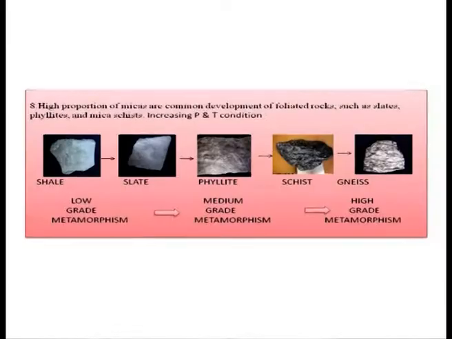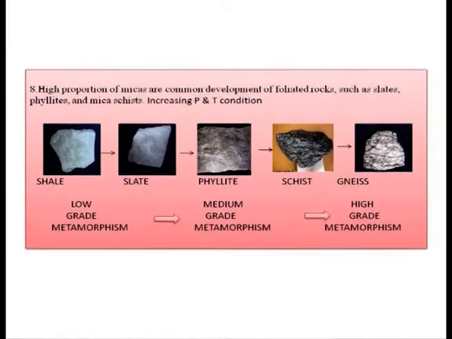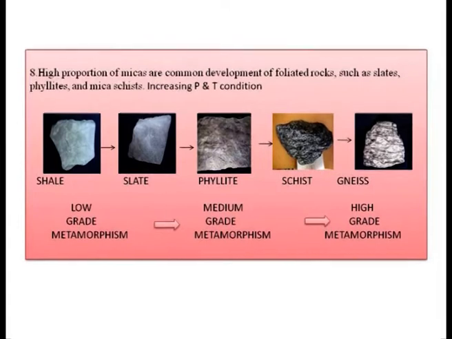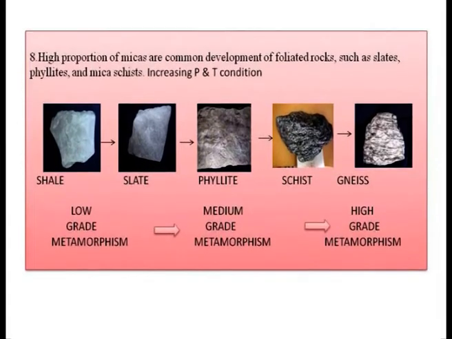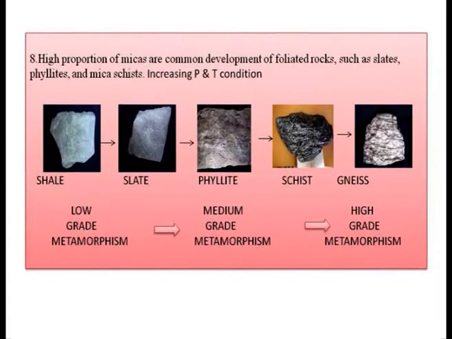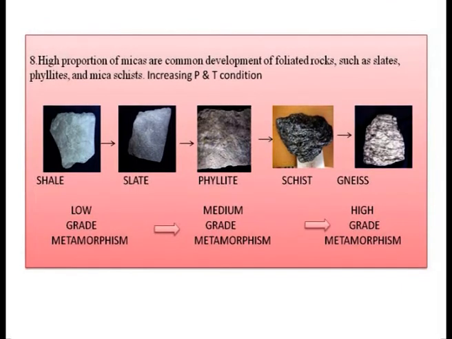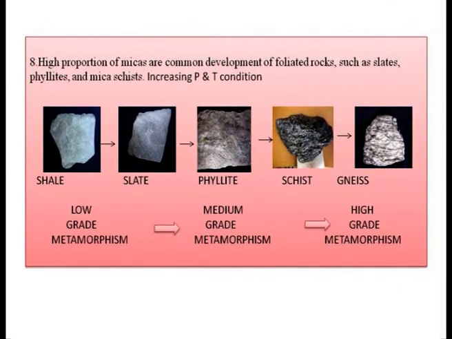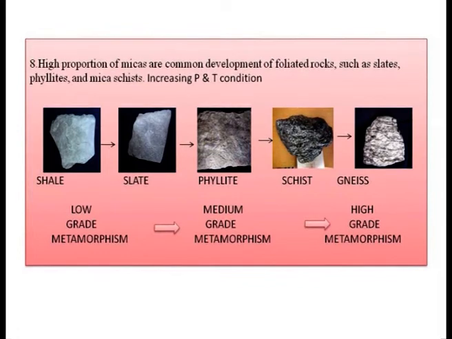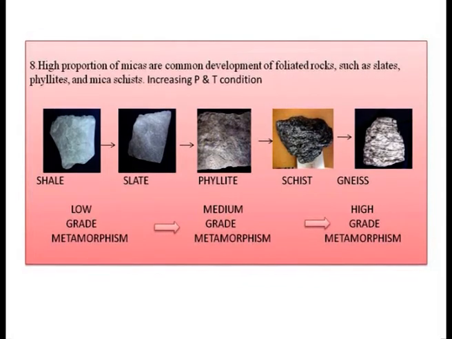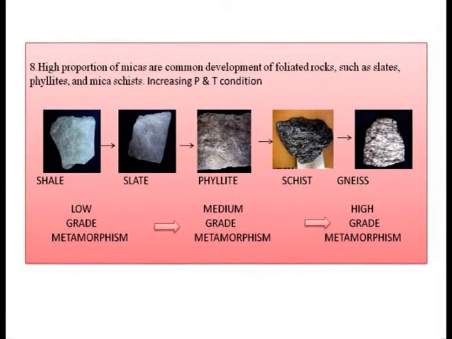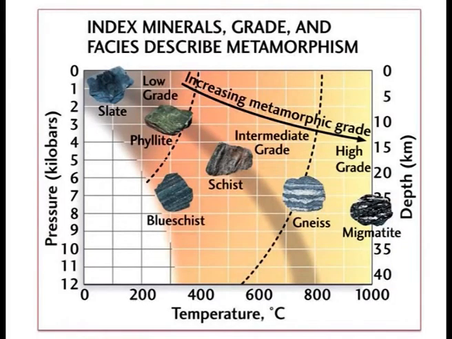Next, the high proportion of mica in metapelites results in the common development of foliated rocks such as slate, phyllite, schist and gneisses. With increasing pressure and temperature conditions, shale changes into slate, slate changes into phyllite, phyllite changes into schist, and schist changes into gneisses, with low grade, intermediate grade and high grade of metamorphism.